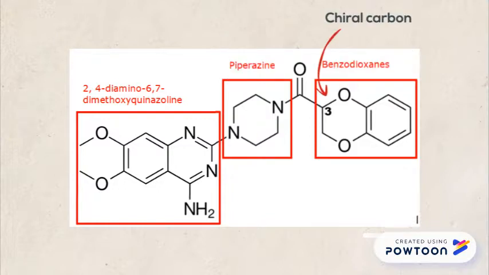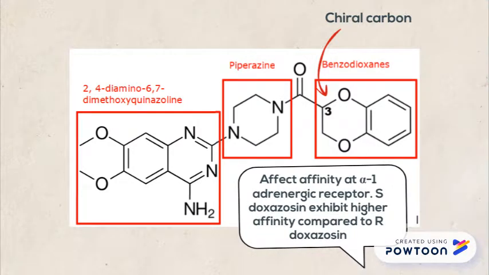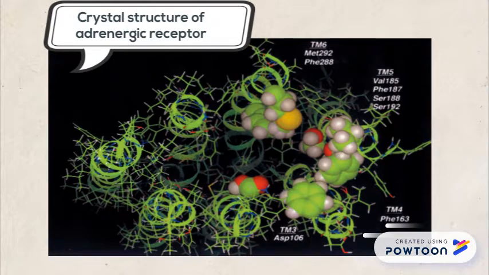Furthermore, the chirality at carbon 3 of the benzodiazepine affects the affinity at the alpha-1 adrenergic receptor, although the difference is not much, as S-doxazosin exhibits higher affinity compared to R-doxazosin. This is the crystal structure of the adrenergic receptor where the drug will bind. Phenylalanine at transmembrane 7 is non-selective for alpha-1. Meanwhile, phenylalanine at transmembrane 2 is responsible for alpha-1A selectivity.